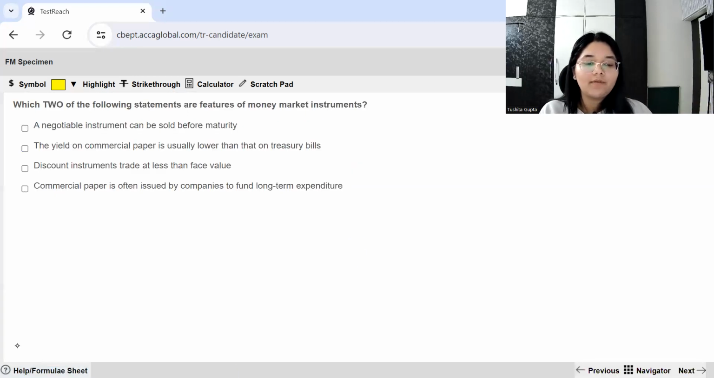Which two of the following statements are the key features of money market instruments? Money market is the market where people go for short-term funds. Capital markets are for longer term, and short-term funds are traded in the money market. The first statement says a negotiable instrument can be sold before maturity. Now this is absolutely true, because it is a feature of negotiable instruments that they can be sold at maturity, but you can also trade in them before they have matured.